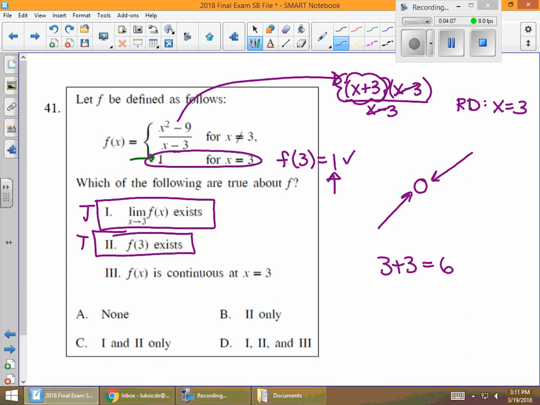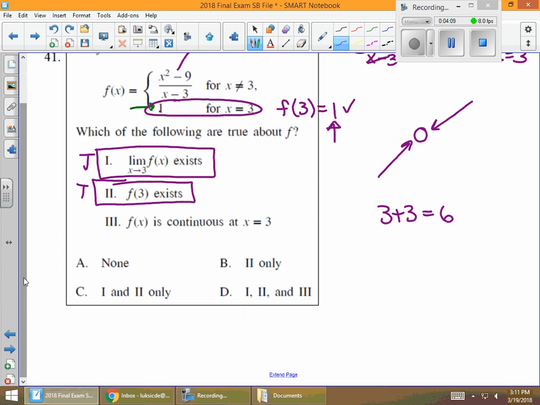So what's happening here, if you graph this on your calculator, and I know I said this is on the no calculator section, but you can take a look at it. What this is, is a line with a slope of 1 that goes through 3, y equals 3. This guy would be 6, but it's filled in down here at 1 by this piece. So we're not continuous, so only 1 and 2 are true.